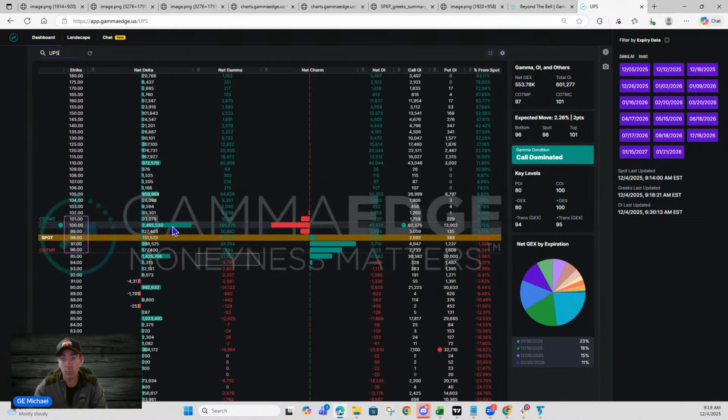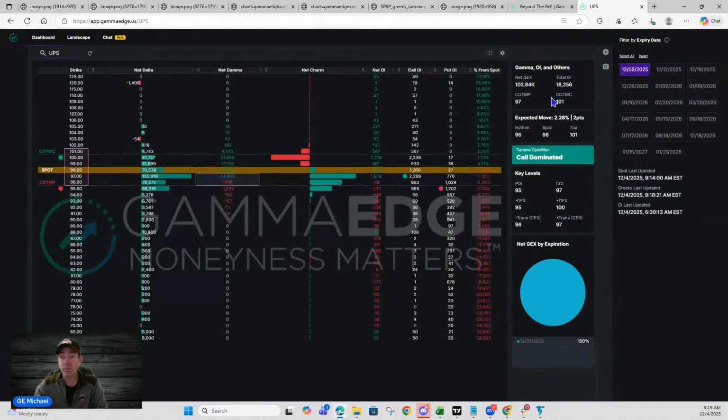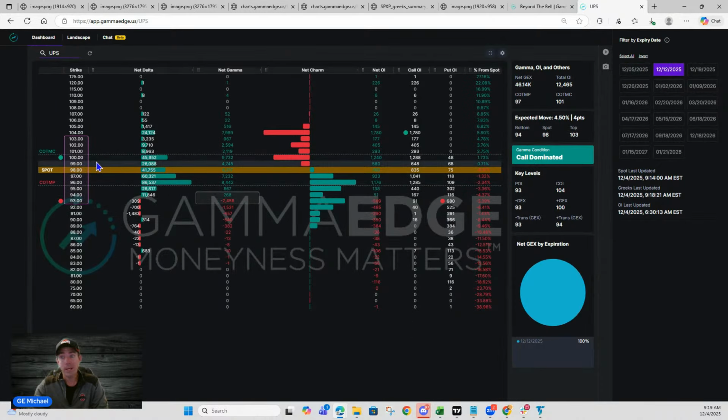Looks pretty decent. 100. UPS expected move 2 points, 2.26%. So that gives you the 100 level as the target to the upside. So not a large move expected. This expiry, PGX 100, you're slightly above transition, so that's bullish. After this expiry, PGX stays at 100. You do see COI move up to 104. 4 points expected move into next Friday.